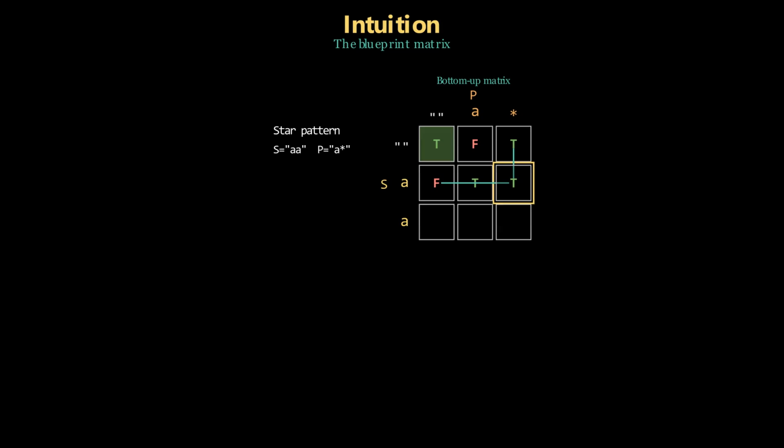At cell 1,2 the star forces a choice. Skip treats a star as 0 copies, look at cell 1,0, which is false. Or consume one A, the letter before the star matches our text A, so we lean on cell 0,2, already true from 0 copies. At cell 2,2 we finish. Skip at cell 2,0 is false. Consume, the second A matches the letter before the star, building on the true cell at 1,2. Each cell is decided from neighbors already solved. The final answer sits at the bottom right.